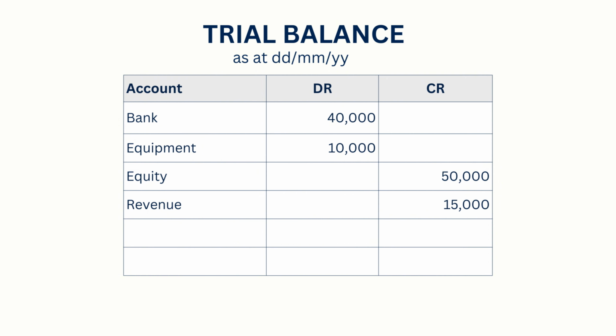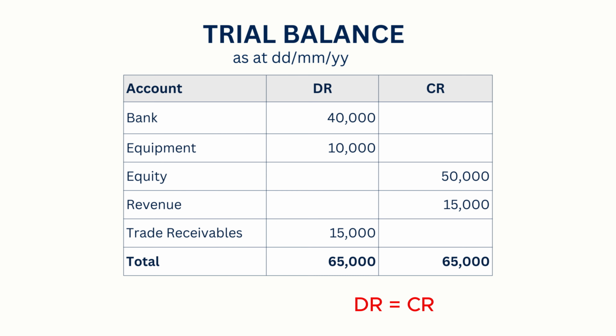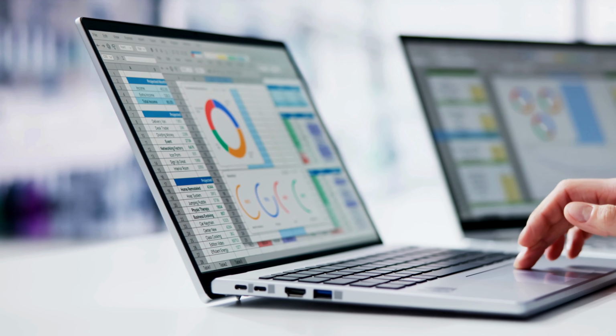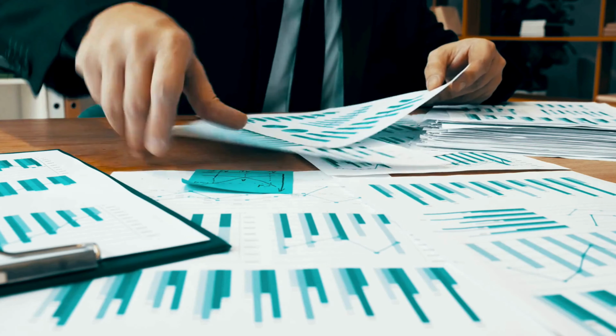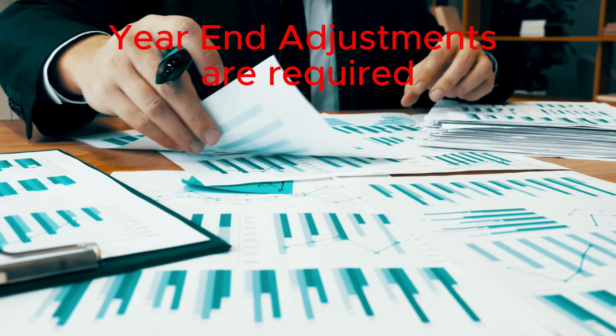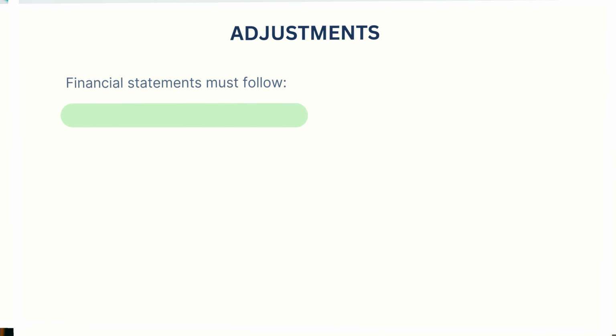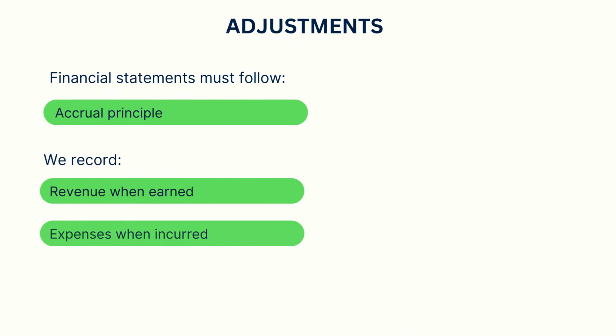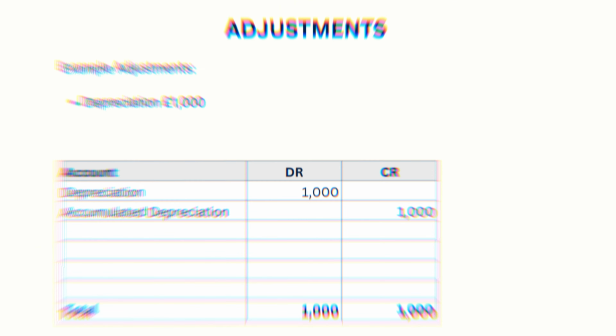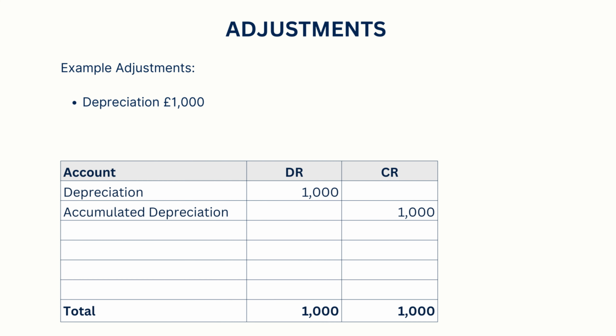The trial balance simply lists all accounts with their debit and credit balances to confirm that total debits equal total credits. At this point, the bookkeeping is technically correct, but the accounts are not yet ready for financial statements because year-end adjustments are still required. Before preparing financial statements, year-end adjustments are made to ensure the accounts follow the accrual principle, recognizing revenue when earned and expenses when incurred. In our example, we have 3 adjustments.